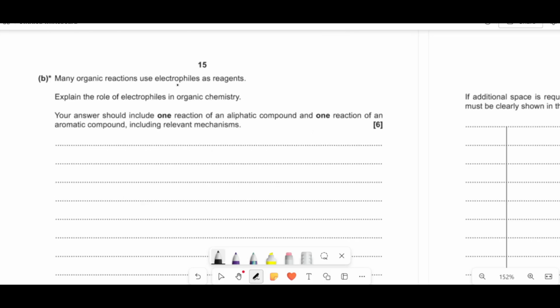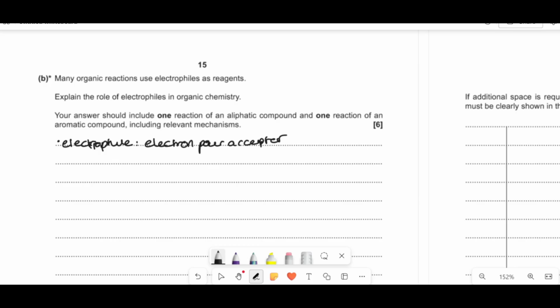So now it says many organic compounds use electrophiles as reagents. Explain the role of electrophiles. Your answer should include one reaction of an aliphatic compound and one with an aromatic compound, including a relevant mechanism. So let's talk about what an actual electrophile is. An electrophile is an electron pair acceptor, right?